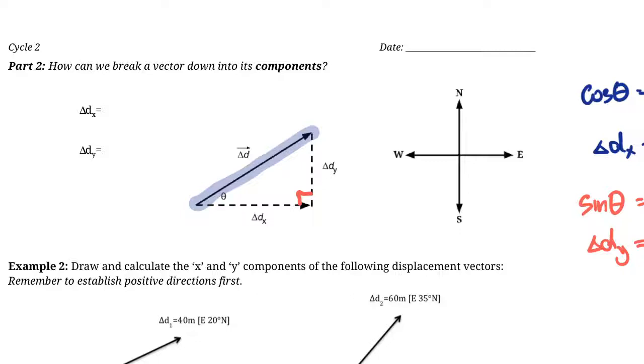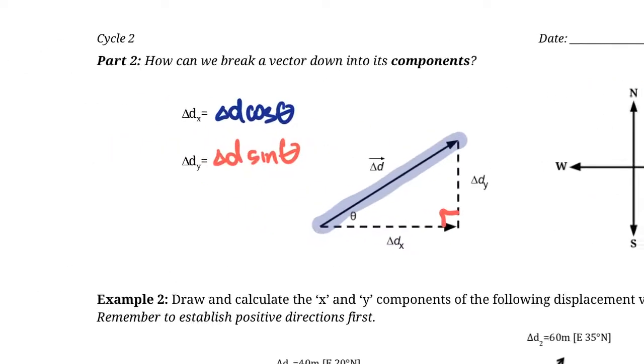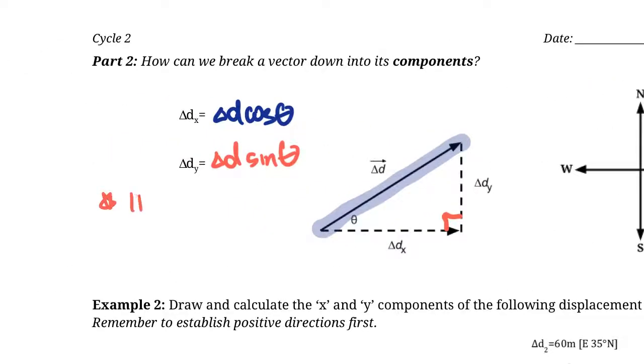So I'm going to put that down. Delta dx, our x component, is going to be delta d cos theta, and delta dy is delta d sine theta, which is what we just proved. This is only true, I'm going to put a little star, if theta is from east or west. If it's not, you have to draw the triangle or just use the opposite one. You'll see what I mean when we do a few examples.